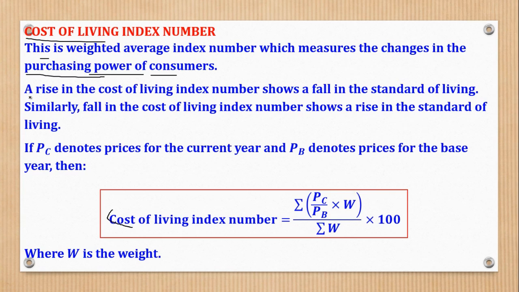So a rise in the cost of living index number shows a fall in the standard of living. Similarly, a fall in the cost of living index number shows a rise in the standard of living. So if PC is the prices in the current year, PB are the prices in the base year, then the cost of living is given by this formula. I think you realize that it is the very formula which we used for weighted average index number. So it's just this word which changes, and the type of items will also change.